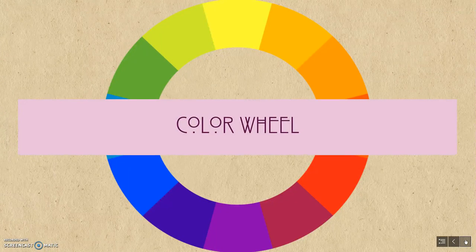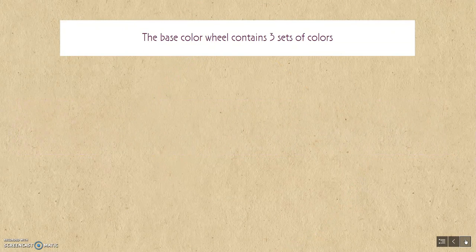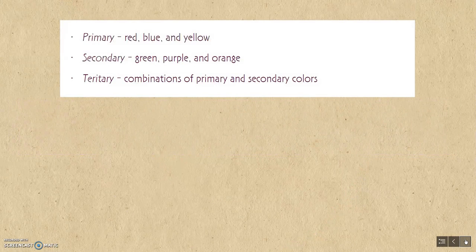All right, first off, I want to talk about the color wheel. Right here, you can see all the various colors on the wheel. The base colors is what I like to call them. Initially, you're going to have your primary colors, yellow, red, and blue, followed by your secondary colors, which are green, purple, and orange, and your tertiary colors, which is a combination of those primary and secondary colors.